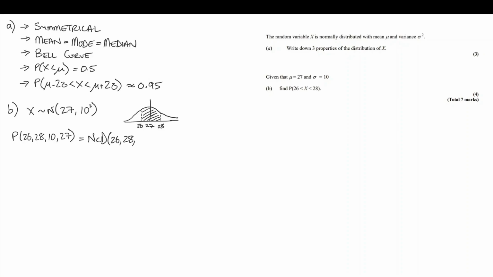So we can use the NCD function, minimum and the maximum, 26 and 28. And then we put in our standard deviation and our mean. Relying on our calculator to do the heavy lifting, here we get an answer of 0.0796.